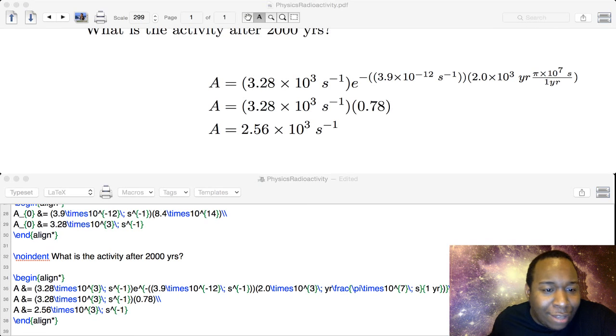So C14 has a very long half-life. When I was looking at it online, it said the half-life was roughly 5,000 something.